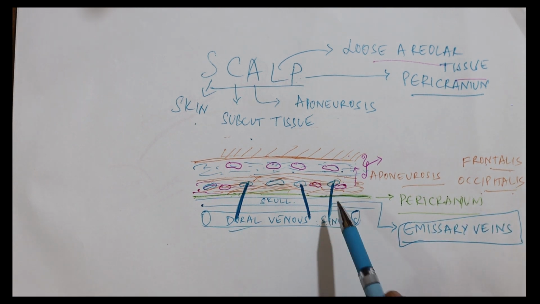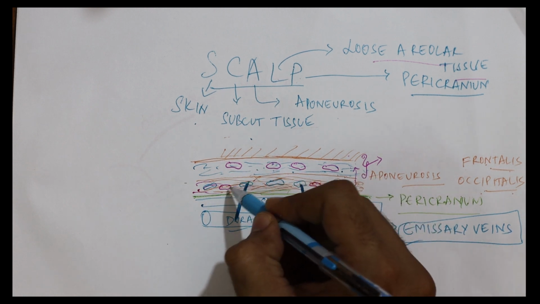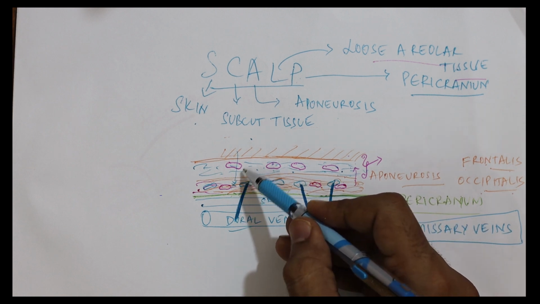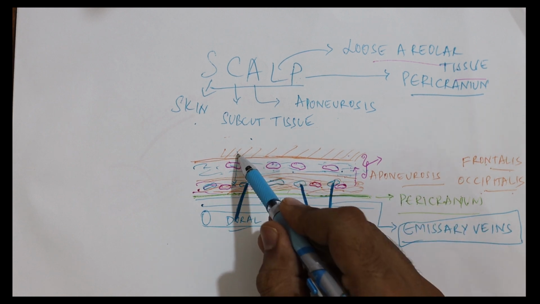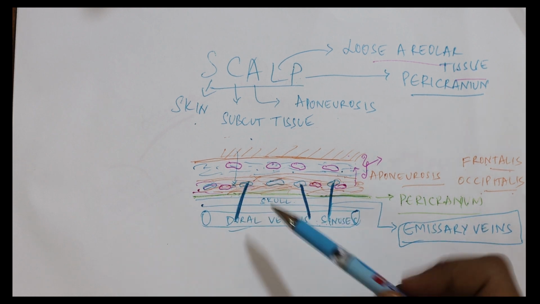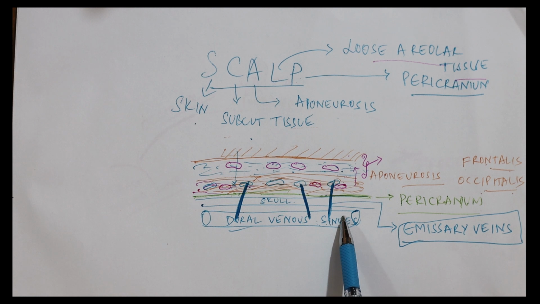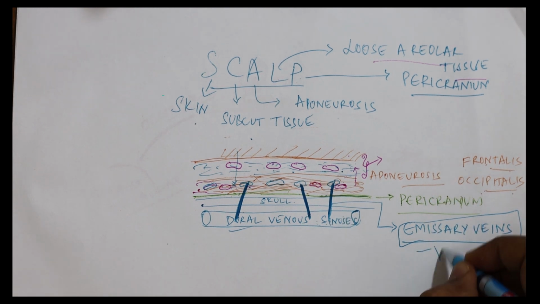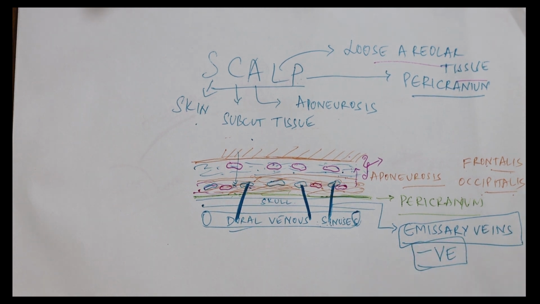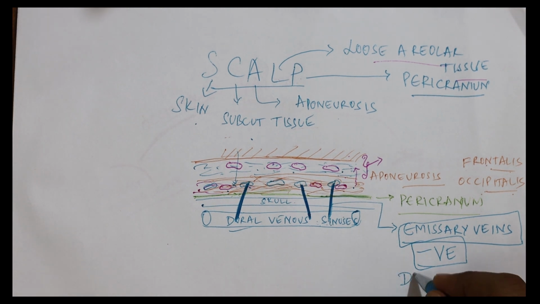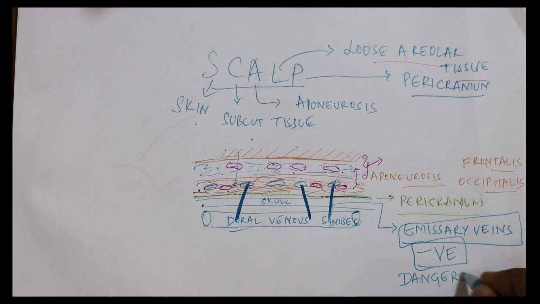So what is the disadvantage of having this vein here? If you see the layer of the loose areolar tissue, it is very superficial. It is covered by just 3 more layers of the scalp. So any infection in the loose areolar tissue can traverse through the emissary vein and enter into the dural venous sinuses, leading to infection of the dural venous sinus. That is one of the negative aspects of the emissary veins, and for this reason the entire loose areolar tissue is called the dangerous area of the scalp.